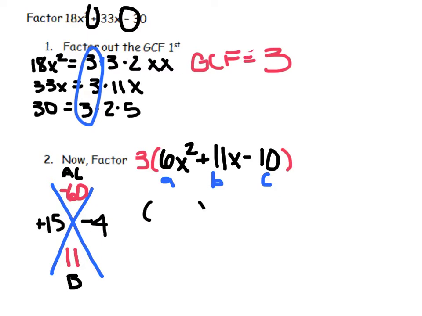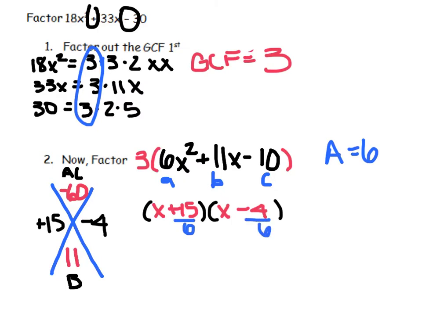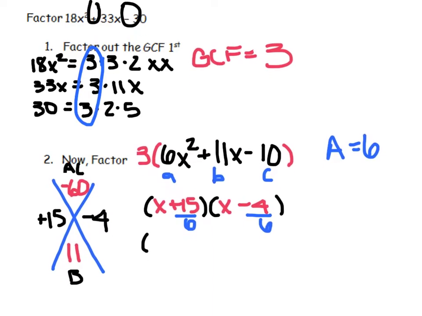So remember, now we do our parentheses. X goes in front, and I'm going to use those two numbers, plus 15 minus 4. Now we take our lead coefficient, which is A. Remember, A is always our lead coefficient, which is the number 6, and I divide my numbers by 6. Let's reduce, see what we get. So we get x, 15 divided by 6 gives us positive 5 over 2. And then on the other side we get x minus 2 over 3.